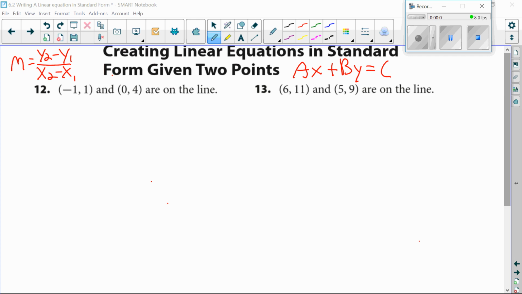Today we're looking at creating linear equations in standard form, given 2 points. So here we got 2 points in each one of these problems, and what we want to do is first find the slope, second write it in slope-intercept form, and then third change it into standard form. So let's take a look at the first example.